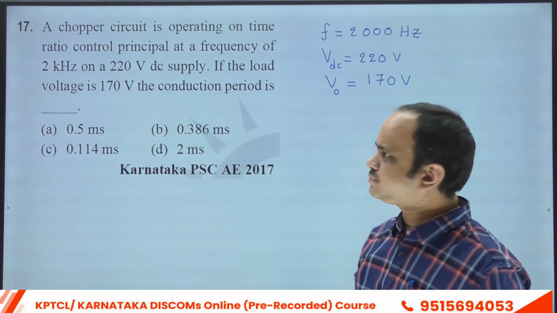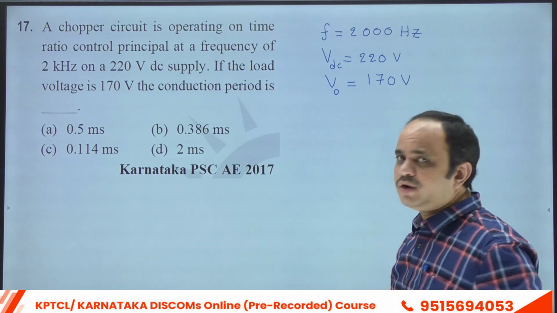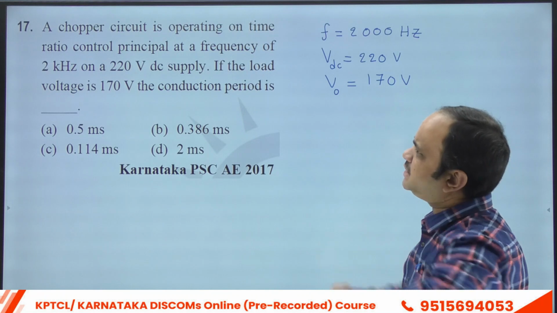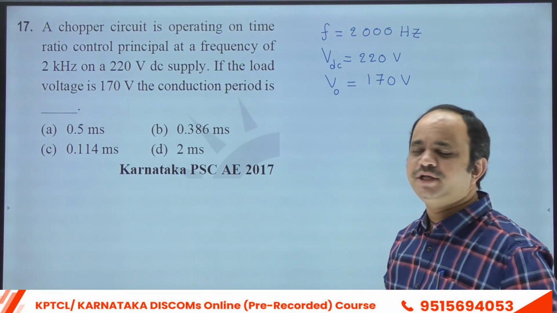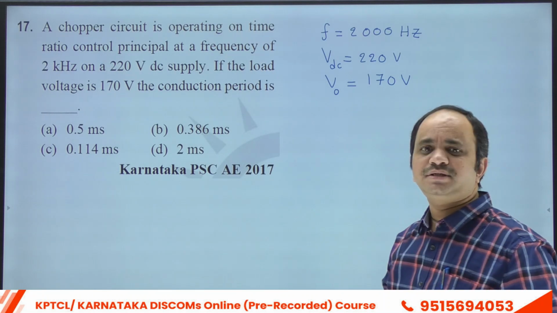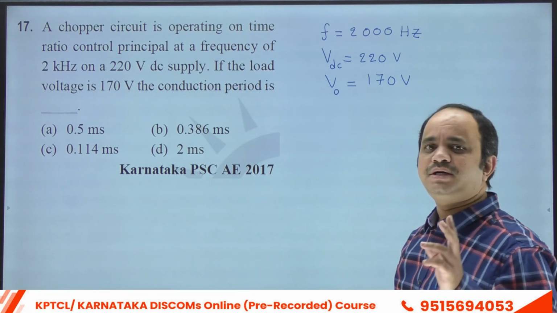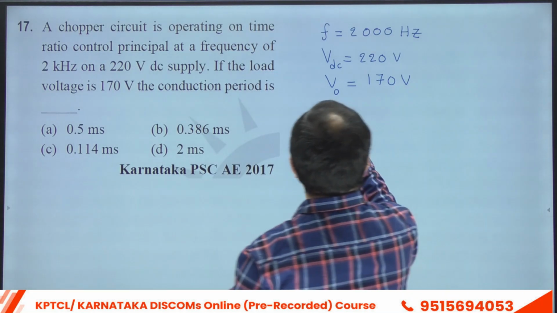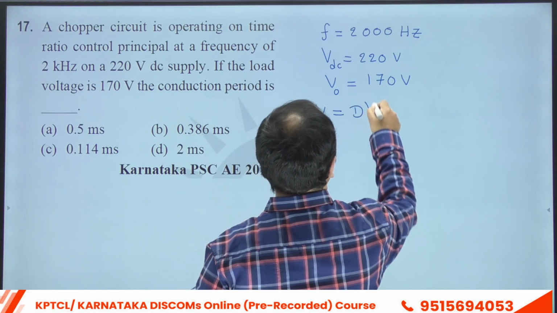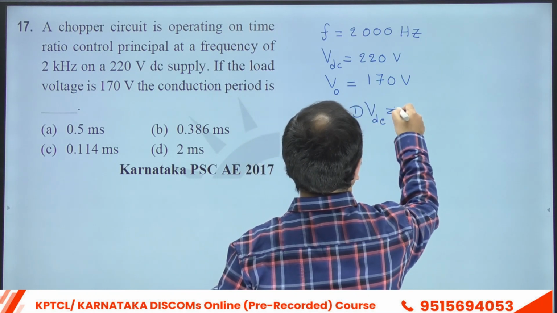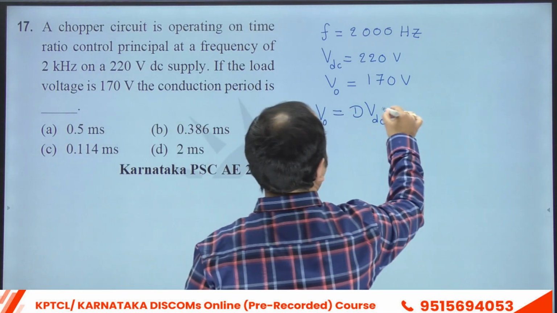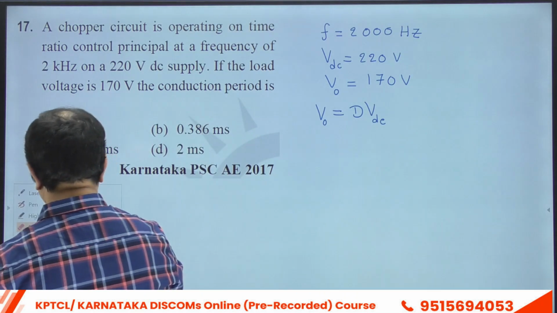Conduction period. So what we need to find out? Turn on time of the switch. It is mentioned as a simple chopper circuit. It is not given whether it is a step down or step up. Generally in such cases it is good to take a step down chopper. Therefore for step down chopper, what is the expression? V0 is equal to D into VDC.